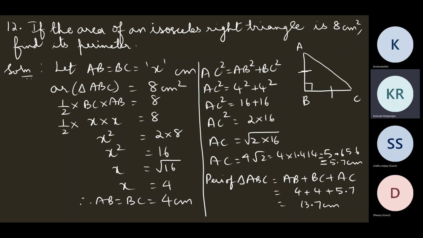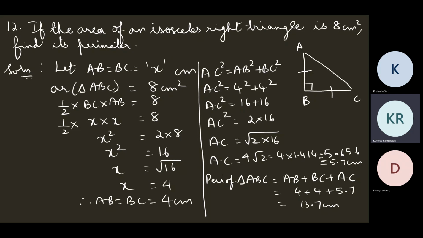So how do you get that information which is needed to find the perimeter? For that, some information is given. Area is equal to 8. So you'll have to construct an equation using this 8 centimeter square. Half base into height is equal to 8. Base and height are the equal sides. So half into x into x is equal to 8. When you work this, you can get the value of x.